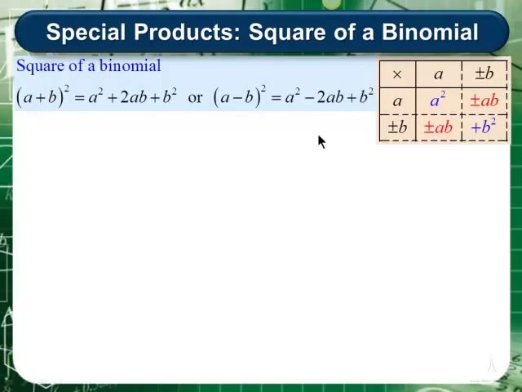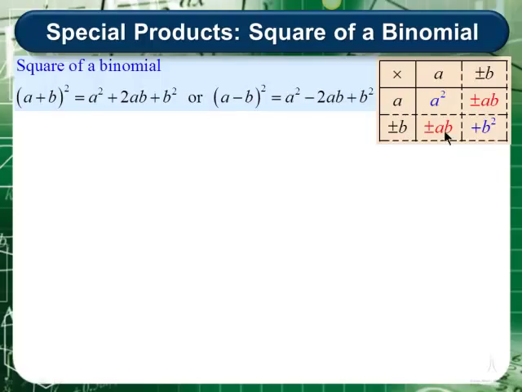Well, we can decide in this case to use the grid method, as we saw before, listing the terms of the binomial as a either plus or minus b in the first row and a plus or minus b in the first column, and complete the grid. Note that if we complete this grid, a times a gives us a squared, and whether it's a plus or a minus b, in both cases it will be squared to form plus b squared.